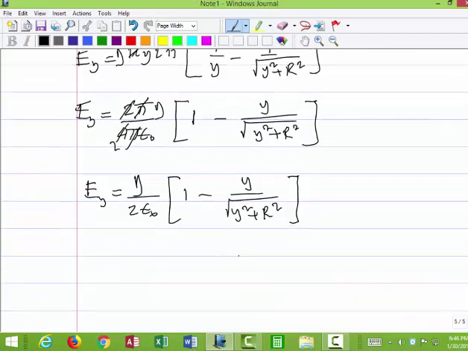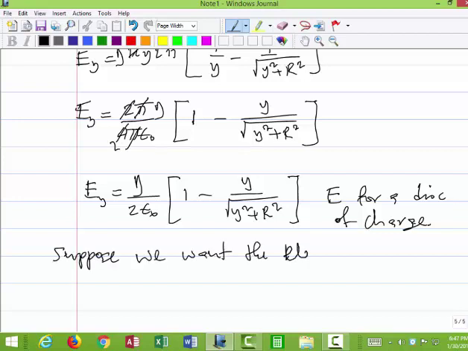This formula is going to be important for us when we get to the parallel plate capacitor. That's why I wanted to do it, so that we know what the electric field of a disk looks like. Okay, so let's look at what happens when we look very far away from the disk.